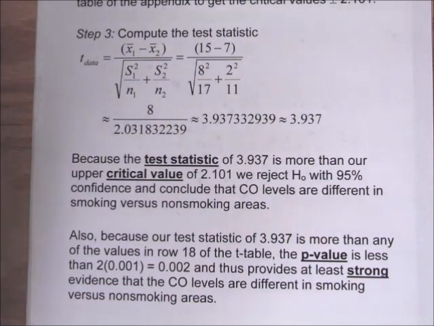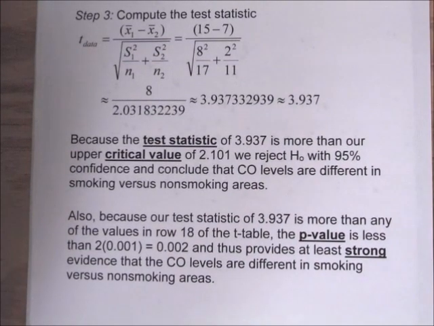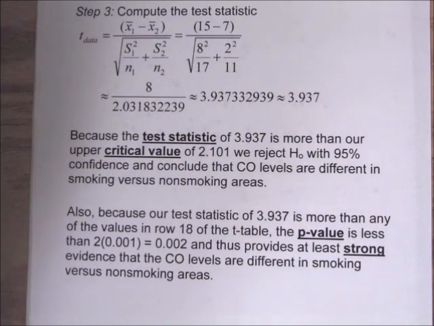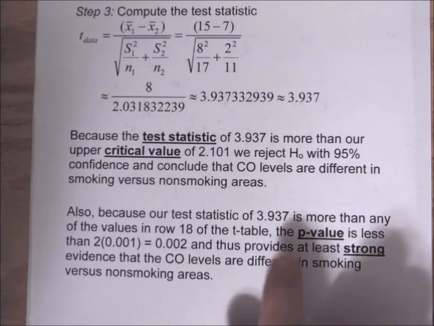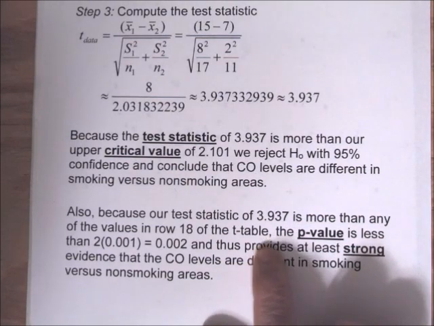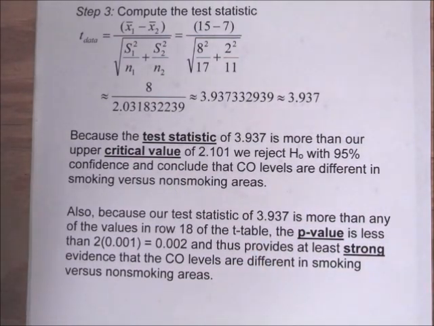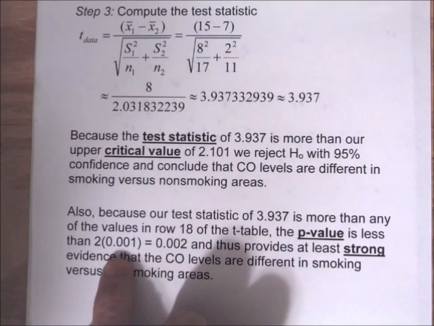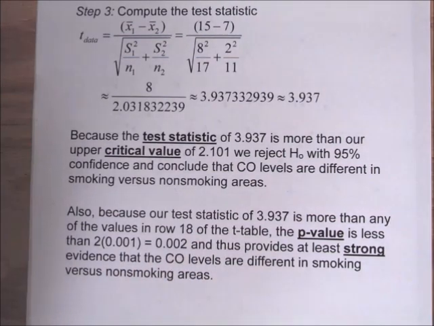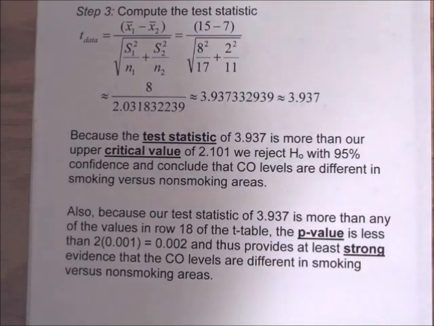So we reject H naught with 95% confidence and conclude the mean CO levels are different in smoking versus non-smoking areas. In fact, 3.937 is more than any of the values in row 18 of the t-table. So the p-value is going to be less than 0.002, which provides at least strong evidence.